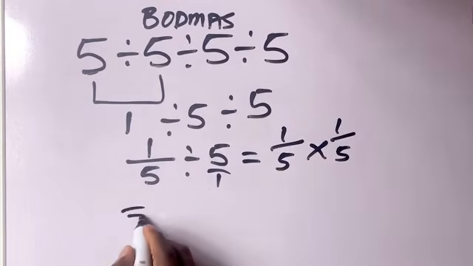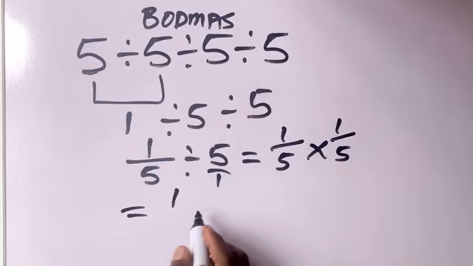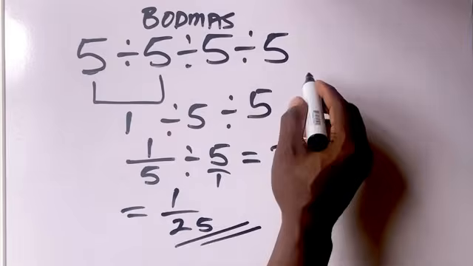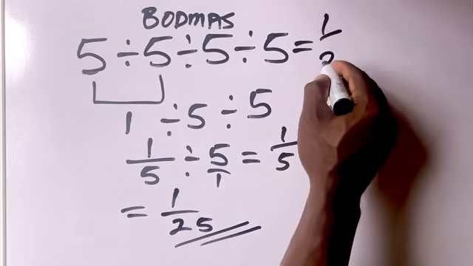1 times 1 will give us what? 1. 5 times 5 will give us what? 25. So our final answer is what? 1 over 25.